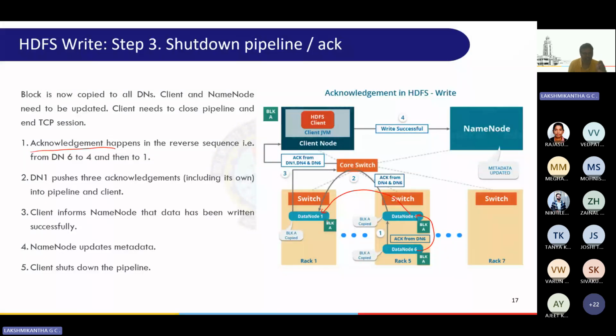Then, after that, the client informs the name node that the data has been written successfully. The name node then updates its metadata to reflect the new block and its locations. And finally, the client shuts down the pipeline and TCP sessions. This entire process is repeated for every block of the file.